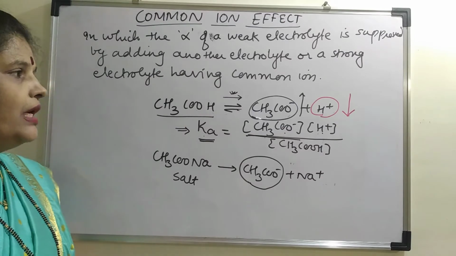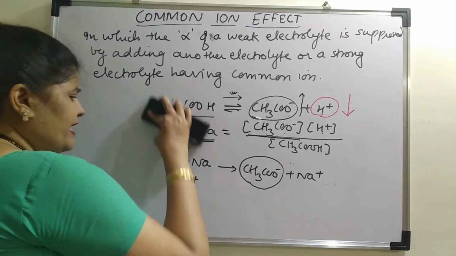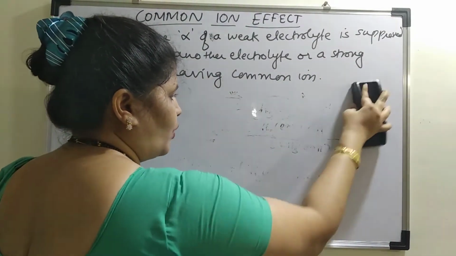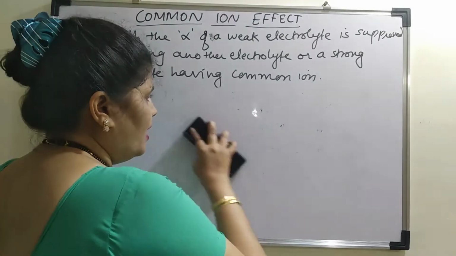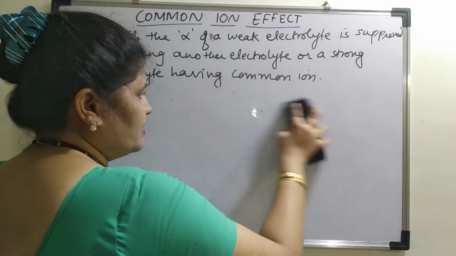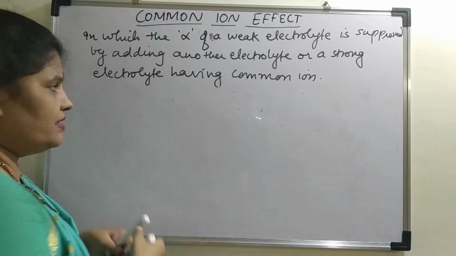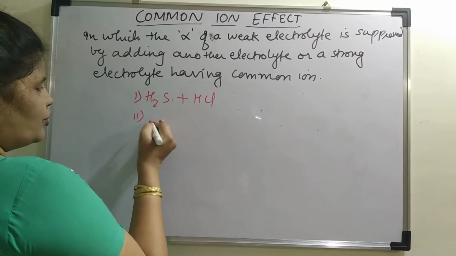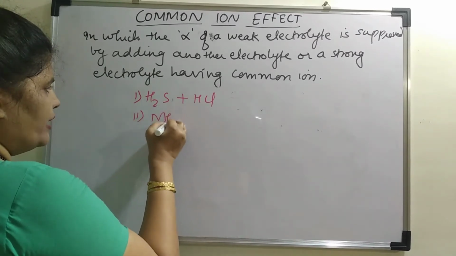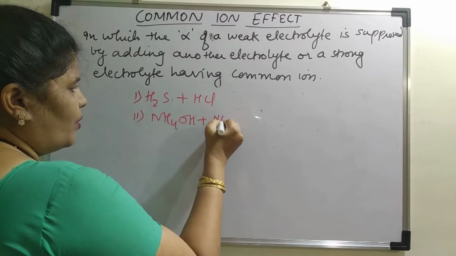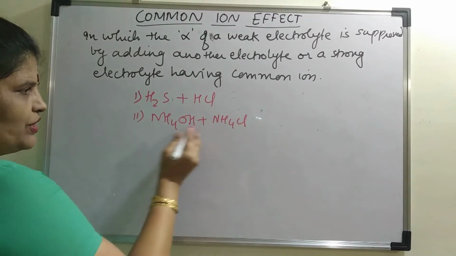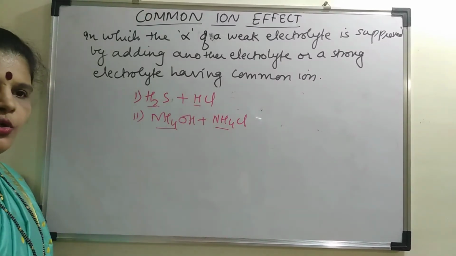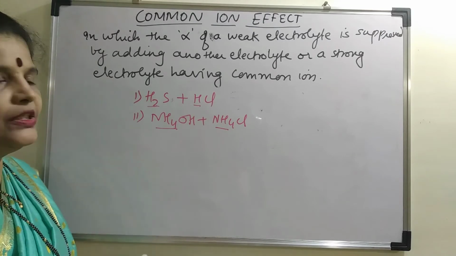Now, where is this particular thing useful? There are various applications for common ion effect. The first and very important application is what you have in your qualitative analysis. If you see the first group radical analysis, where you are adding H2S plus HCl, that is the first application of common ion effect. Second application is for third group radical, that is ammonium hydroxide plus ammonium chloride. There also, the common ion here is ammonium, and in the first group the common ion is H plus. Those are the best examples where you see the common ion effect.